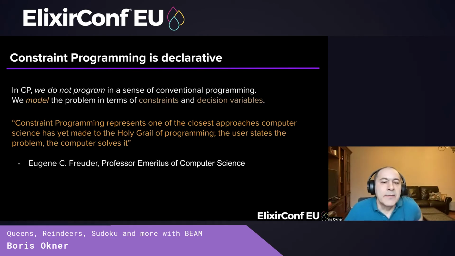So I have to quote a prominent computer scientist, Eugene Freuder, and I'll read it as this: constraint programming represents one of the closest approaches computer science has yet to make to the holy grail of programming. The user states the problem, the computer solves it. So that's as simple as this. We create a description of the problem and our job is almost done.